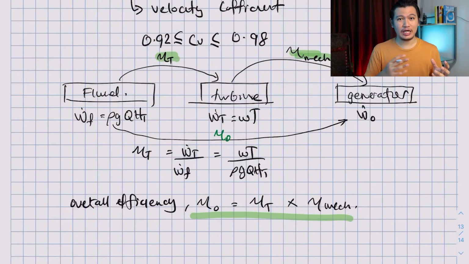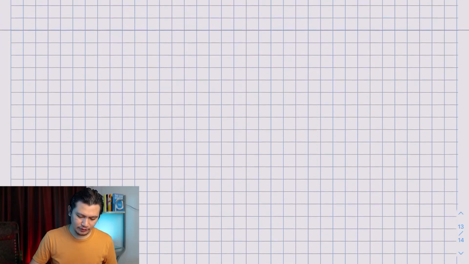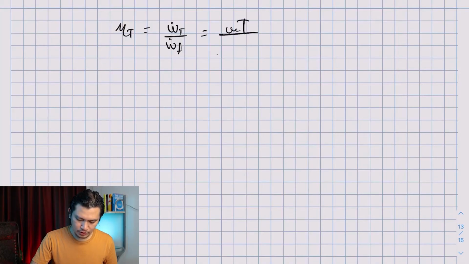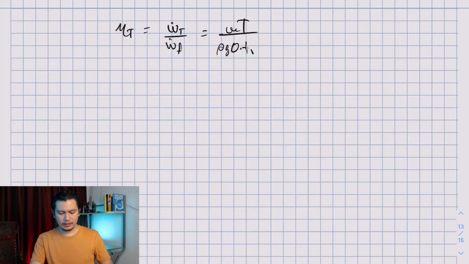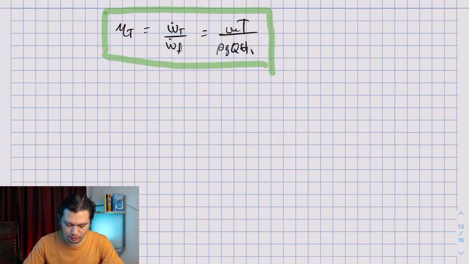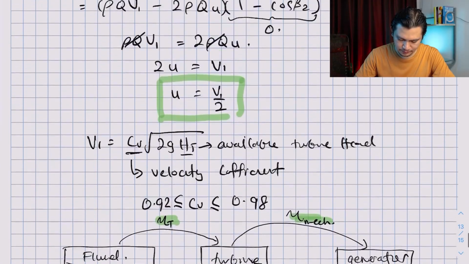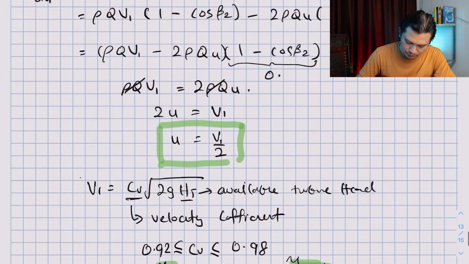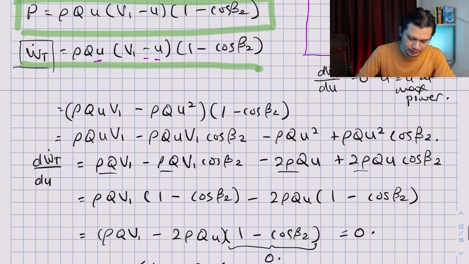So remember, guys, you have a few types of efficiency and you must know exactly where and when to use them. Coming back to our turbine efficiency, eta T is equal to W dot T over W dot F, which equals omega times torque over rho g Q H T. And if I want to use this equation, I want to combine it with this term, and also with this term.